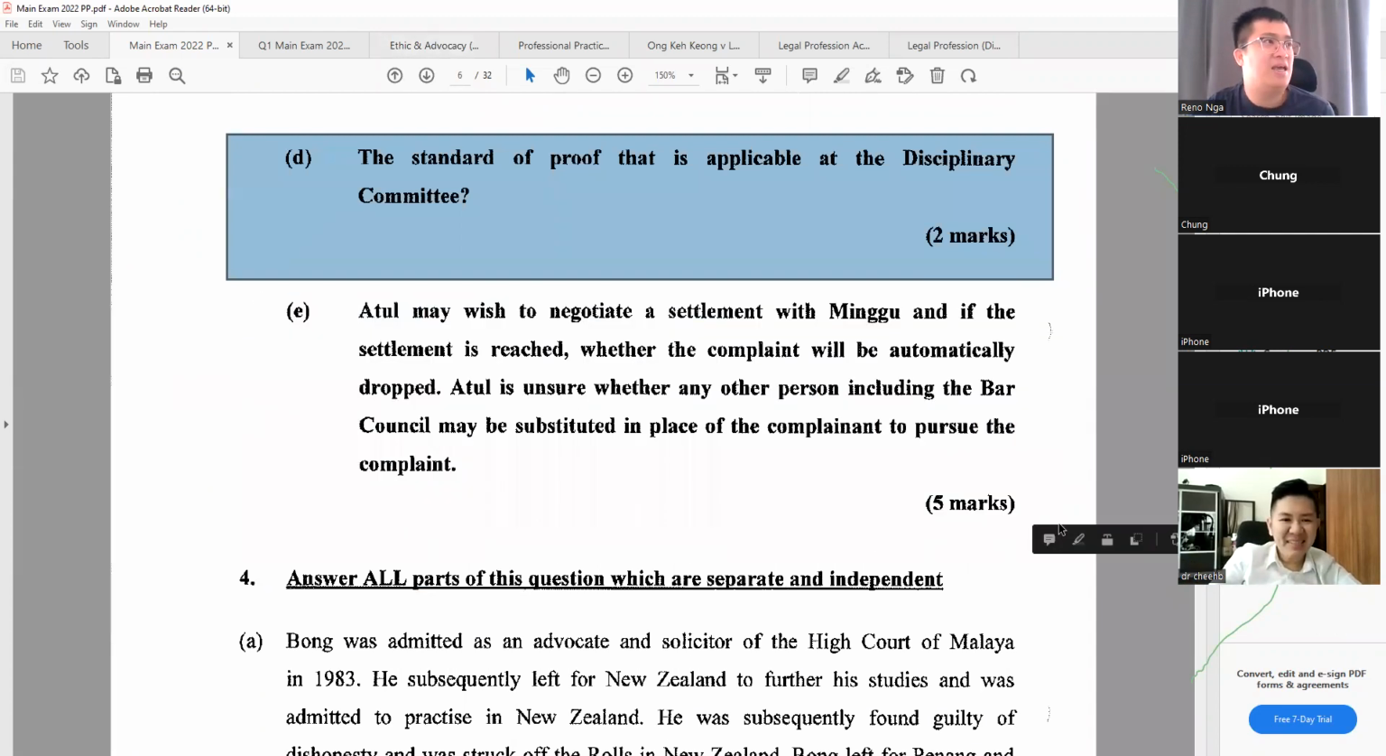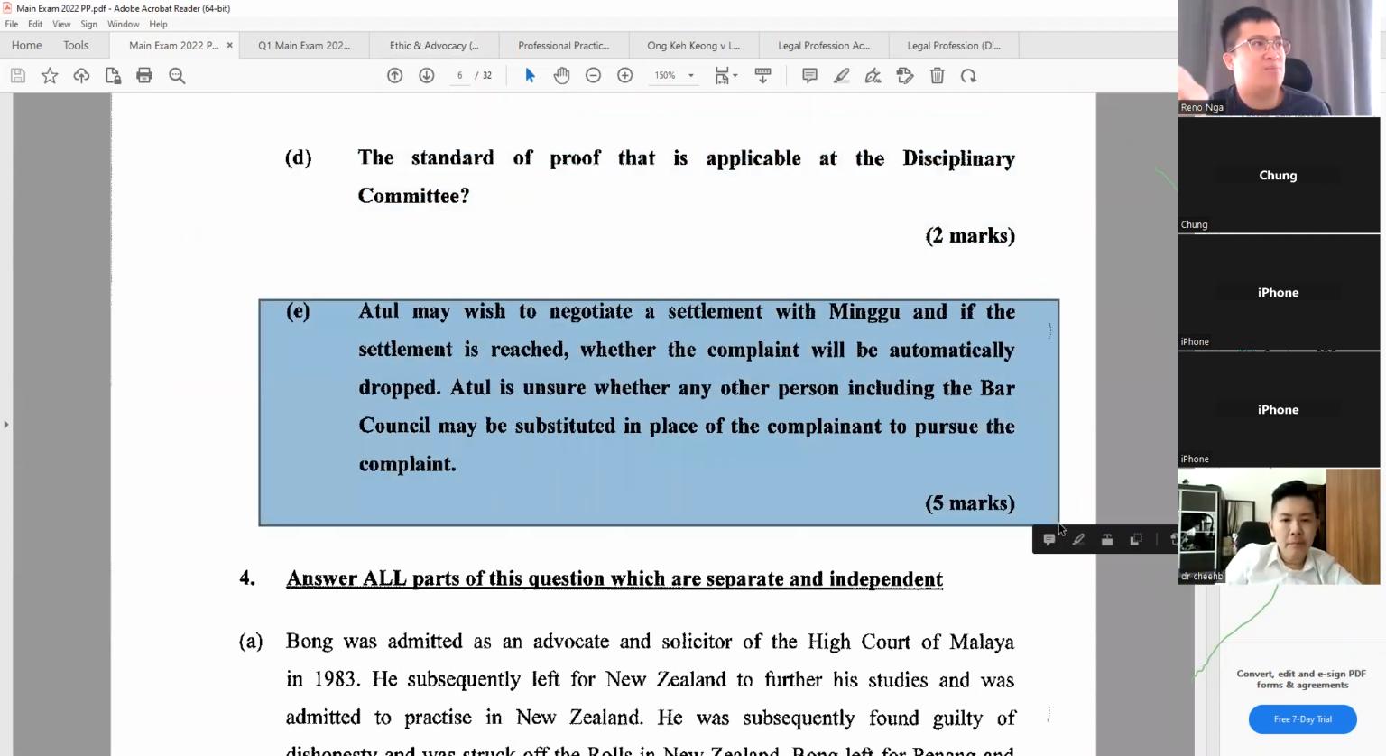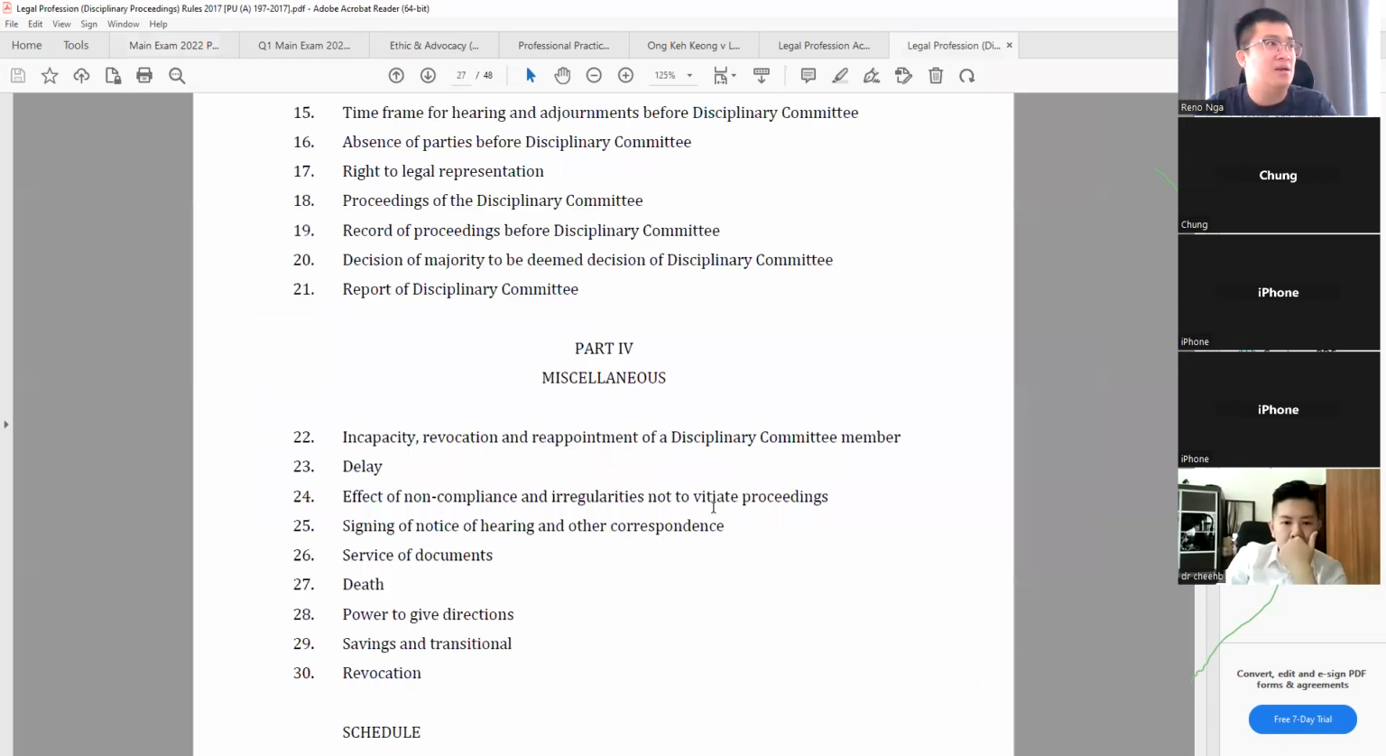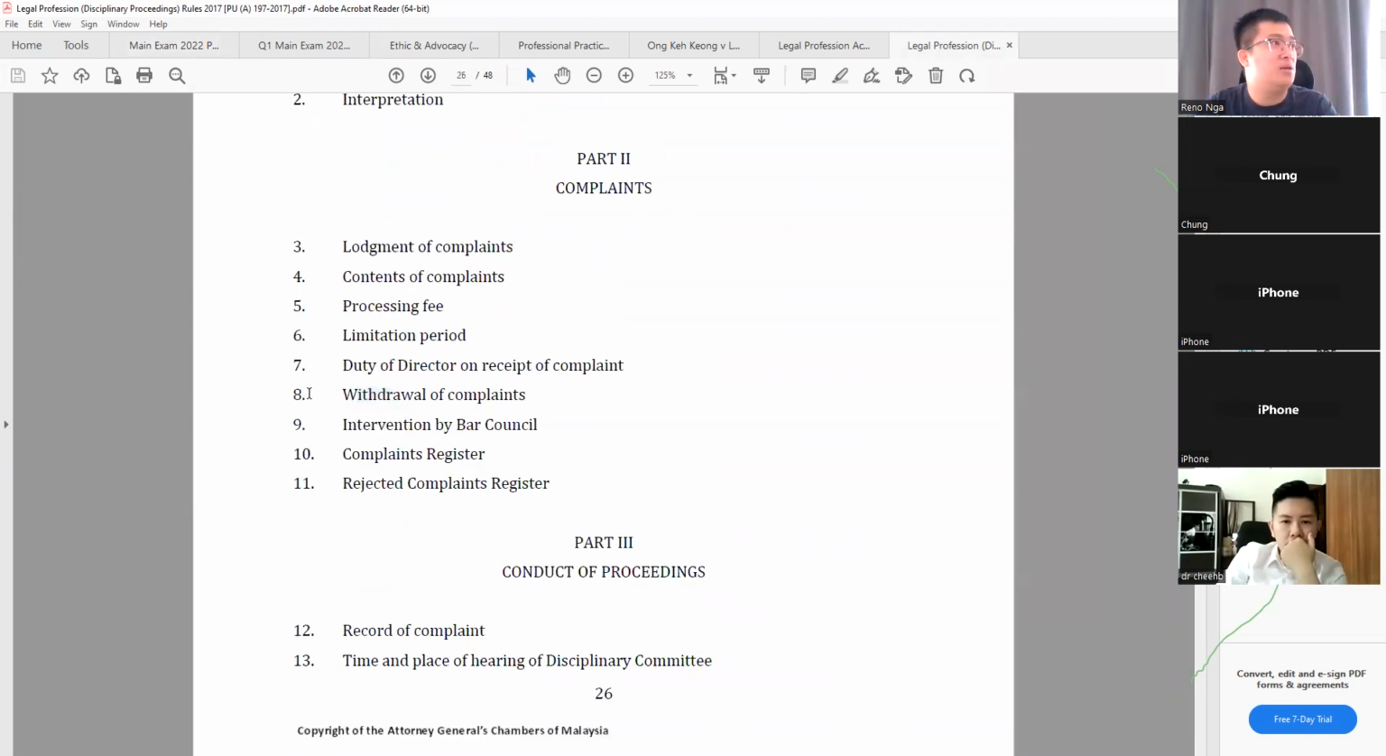Okay. E. A wishes to negotiate a settlement with M. If the settlement is reached, whether the complaint will automatically drop. A is unsure whether any other person, including the bar counsel, may substitute in place of the complainant to pursue the complaint. So this is like I mentioned earlier. Usually they would like to ask you, oh, if I drop the complaint, can the bar counsel continue or not? Something like that. This is a question also, please take note, asked a few times already. So the answer should be this one, Rule 8 and Rule 9 of the Legal Profession (Disciplinary Proceedings) Rules 2017.